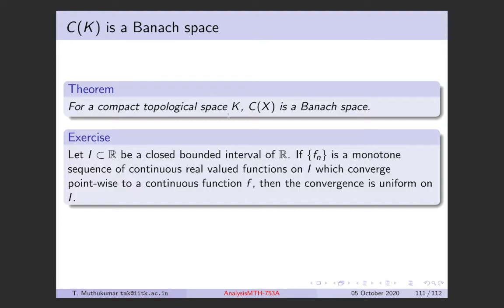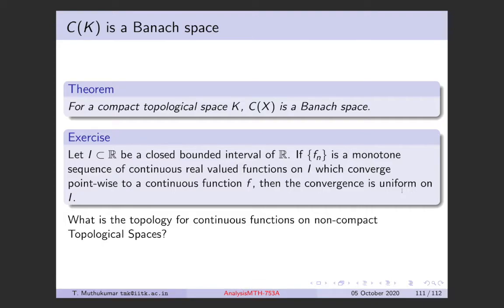So I'd like to propose this exercise. Please try doing this exercise. We might need it sometime later. If I is a closed bounded interval of the real line, and you have a sequence of functions f_n defined on I, which are monotone continuous functions, and they converge pointwise to a continuous function f, so a priori you know that the limit is a continuous function, then the convergence is actually uniform. So if you have a monotone sequence of continuous functions converging pointwise to a continuous function, then the convergence is actually uniform convergence. Please try doing this as an exercise. We might need it later, so do it and remember this result.